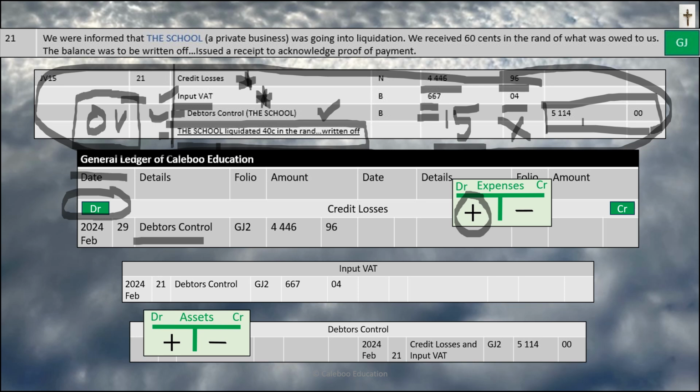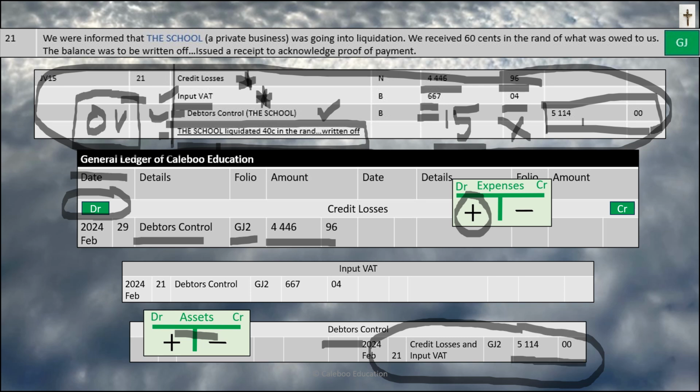Where did this information come from? The general journal. And what was the amount? It's the amount that was written off less the VAT. Input VAT is an asset, and so is debtors control. So what has happened here, because of this liquidation, the debtor, the school, owes us less, 511400. That is a decrease in assets, so the account is credited.